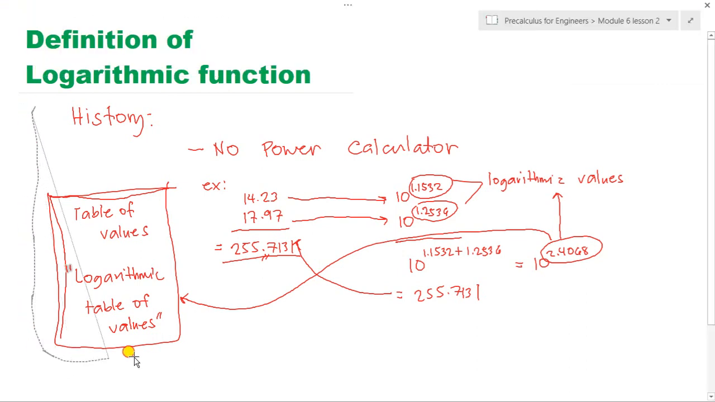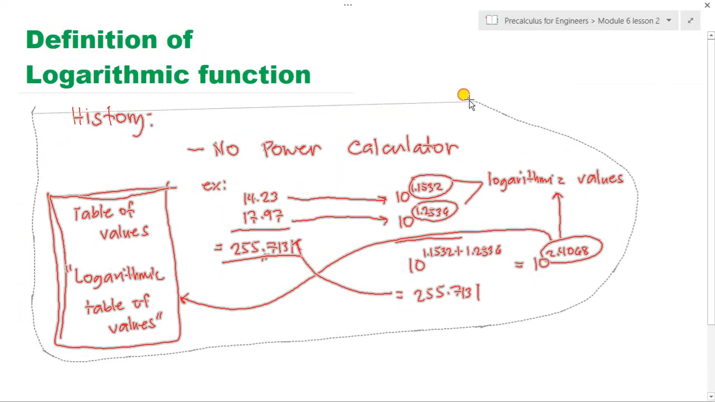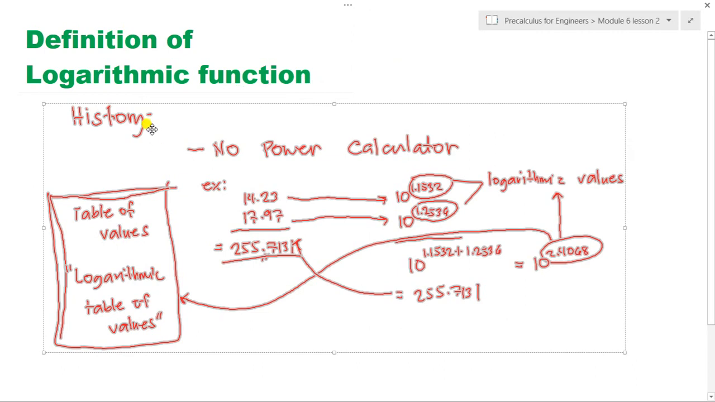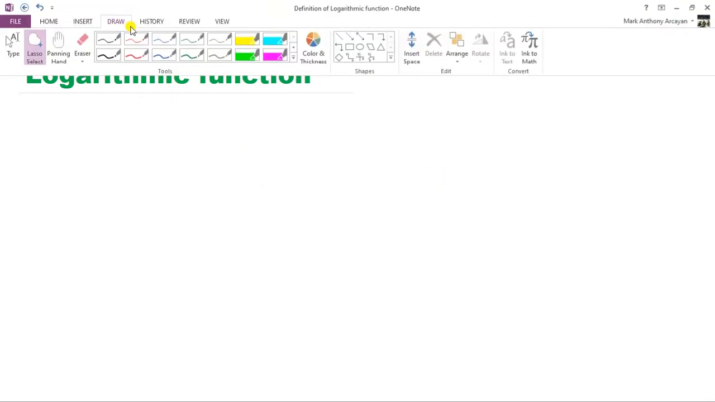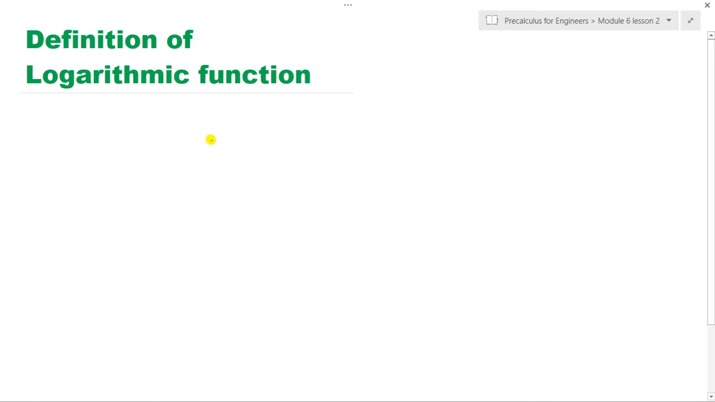So after this history, let us now learn what a logarithmic function is. It is important. For a logarithmic function class, again, it is represented by this notation: f of x, or simply our dependent variable y, is equal to the log of x to the base a. Let us identify the parts. Now this is our base.